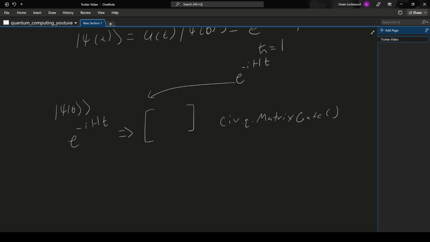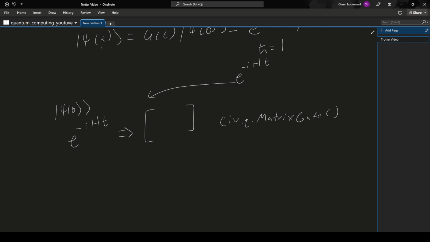You can do the matrix exponential, but one, you don't want to have to do that on a classical computer, because the whole point is to do Hamiltonians that are hard to simulate on classical computers. And two, that's not how any real quantum computer will ever work. So the question becomes, how do we actually represent this on a quantum computer?